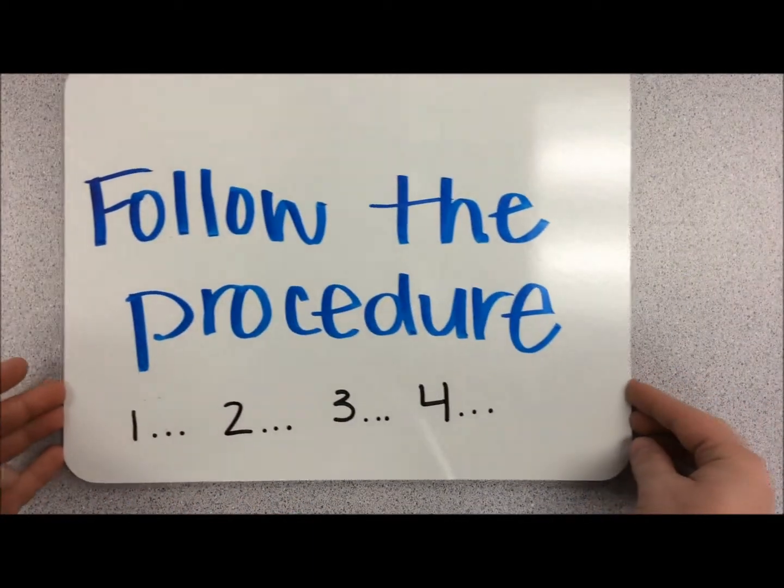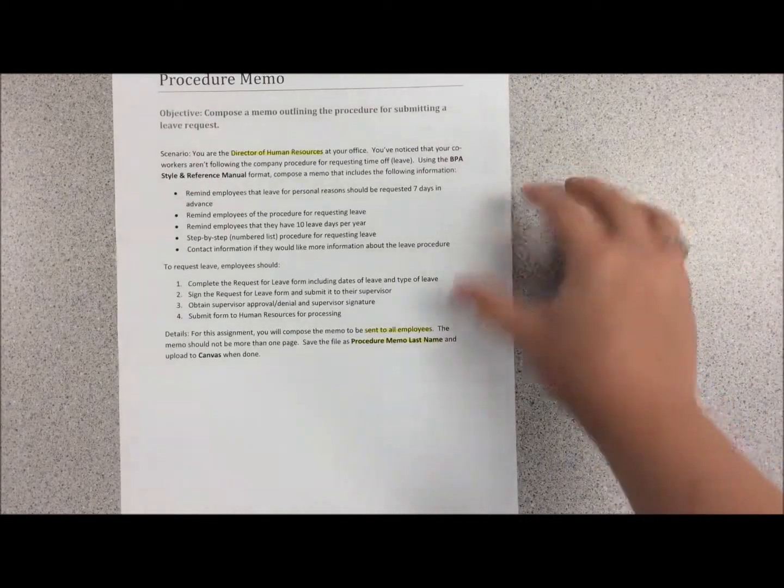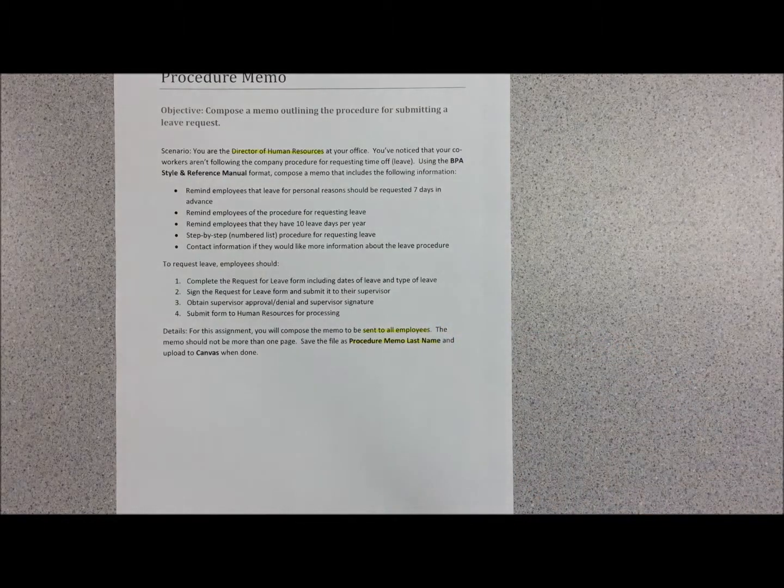The other important thing is to follow the procedure. That's the purpose of this memo. The employees at your company aren't following the process. Now, in the Canvas document, I outline the process for you. So this is not something that you have to come up with on your own. This is something that has been provided. Here is a copy of the process, so you can type this word for word in your memo.